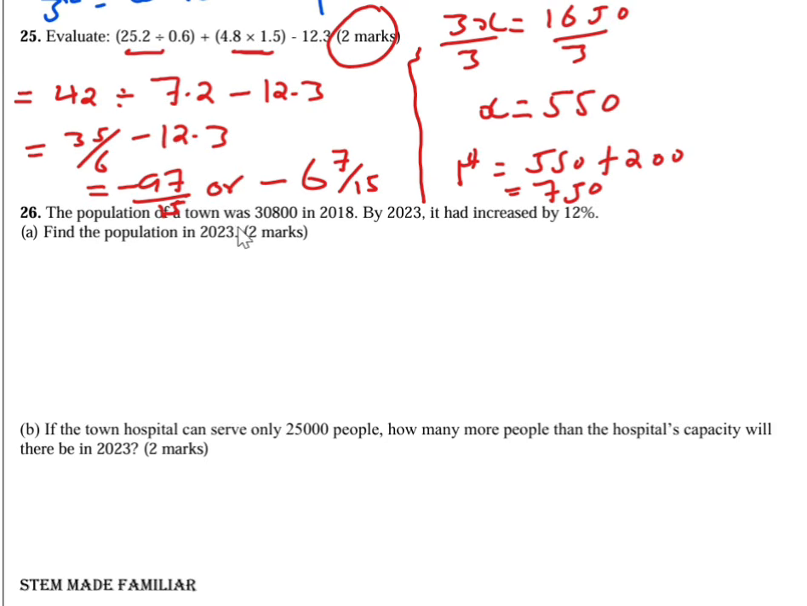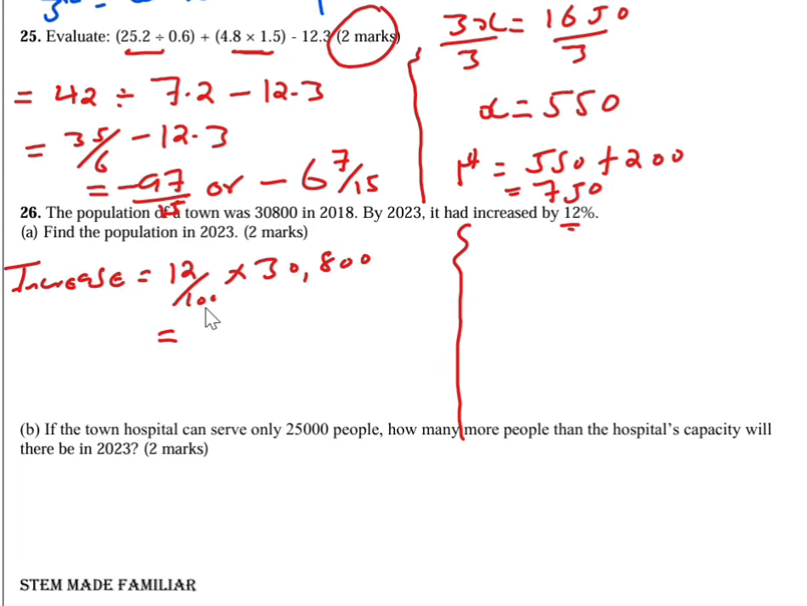The population of a town was 30,800 in 2018. By 2023, it had increased by 12%. Find the population in 2023. Another very easy thing. So if it is an increase, we add. They have 2 ways. We can do both. Let's start with the first. We need to know what the increase is. So the increase is 12%. I'm going to show you both methods. The increase will be 12%. What does it mean? 12 over 100 multiplied by 30,800. So 12 over 100 times 30,800. You'll see it is 3696.